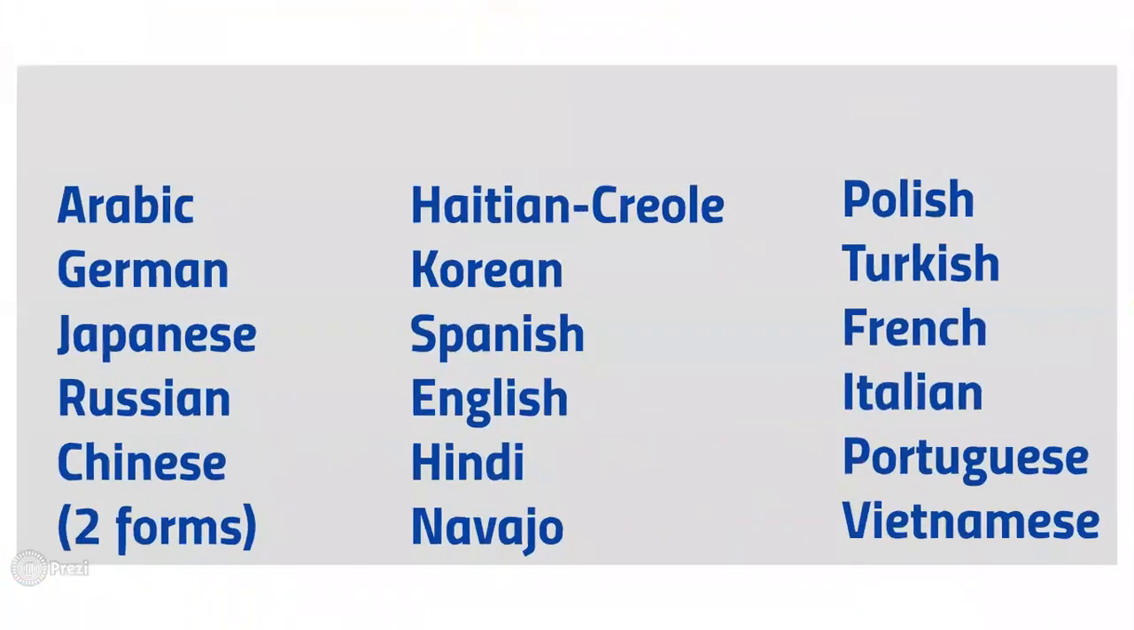This is a list of the different languages that are available, which include Arabic, Haitian Creole, Polish, German, Korean, Turkish, Japanese, Spanish, French, Russian, Italian, 2 forms of Chinese, Hindi, Portuguese, Navajo, and Vietnamese. The authors used a process of consensus translation where all of the words were translated. They were reviewed by educators or translators. The words were revised if the lead translator agreed with the reviewers on the status of the word.